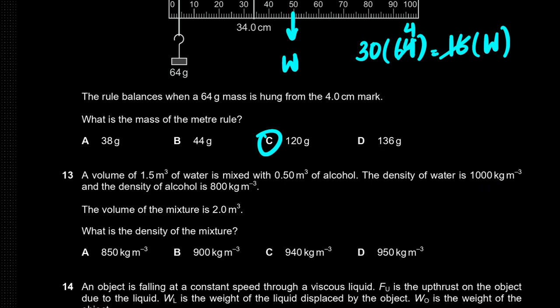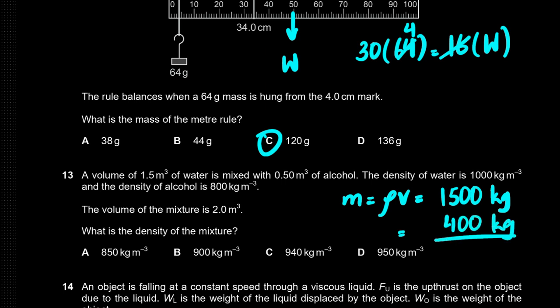So rearranging the density equation, m equals rho v. One of these masses would be for water, so that would be 1000 times 1.5. So that means 1500 kgs of water. And then similarly for the other one, you do that again. So 800 times 0.5, this would be 400 kg. So 400 and 1500 is 1900 kg, and then divided by this 2 meter cube. So 1900 over 2 would make it 850 kg per meter cube.